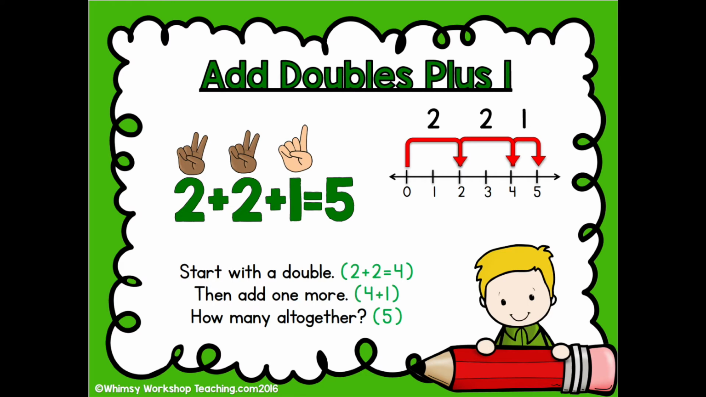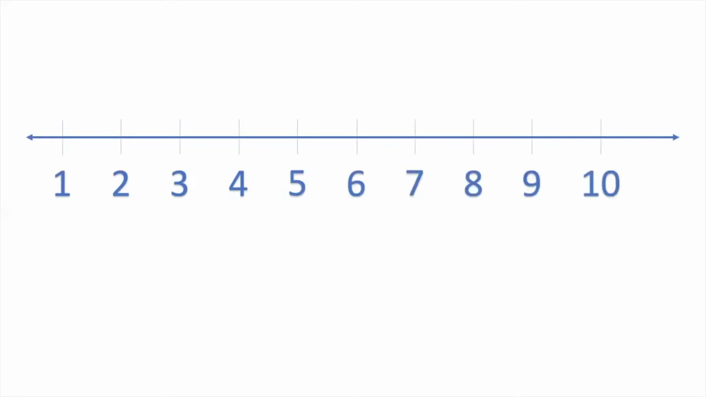Before we start practicing our strategy, add doubles plus 1, we need to review some things on the number line. When we count forward by ones on a number line, each number gets bigger. Every number we say is one more. Here we start at 1. 1 more is 2. 1 more than that is 3. 1 more than 3 is 4. 1 more than 4 is 5. Then 6, 7, 8, 9, 10 are all one more than the previous number.